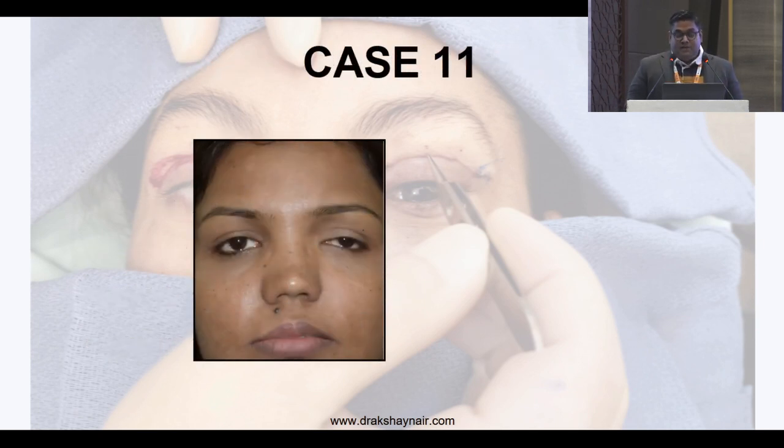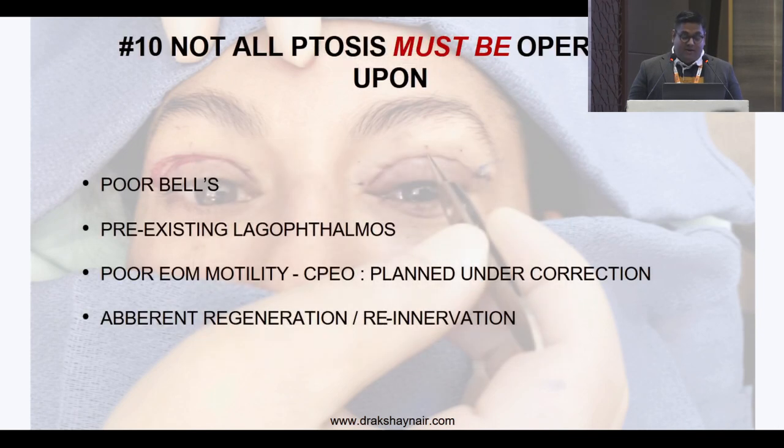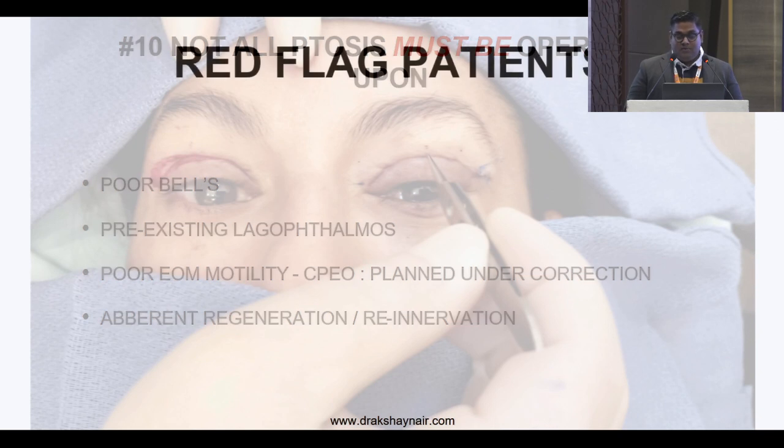So this is another patient with ptosis in the left eye, and like Dr. Rashmin had mentioned, retraction on down gaze. And this is again a case of aberrant re-innervation. This is one of those cases where you do not want to go in and operate and try to check what you can improve on. So not all cases of ptosis must be operated upon. Just wait, watch, and decide what you want to be able to give.